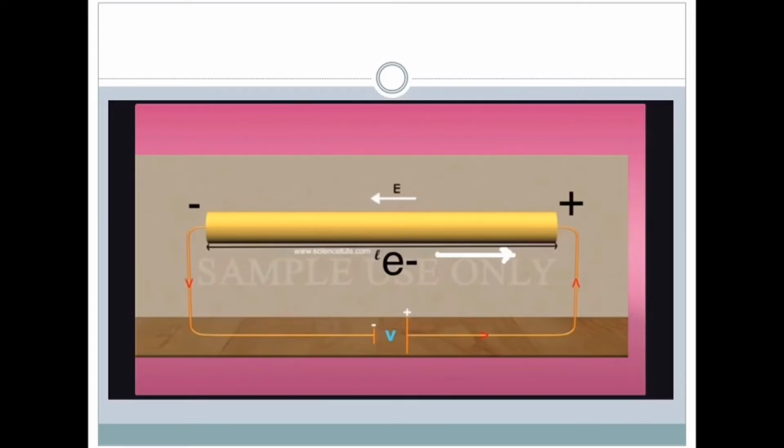Thus, all the electrons acquire a constant average velocity while moving from negative terminal to the positive terminal of the cell, or you can say from negative end to positive end of the conductor. This velocity is called drift velocity.